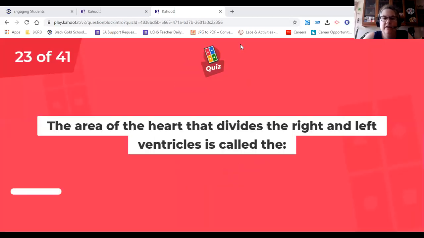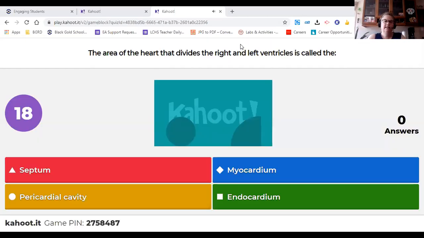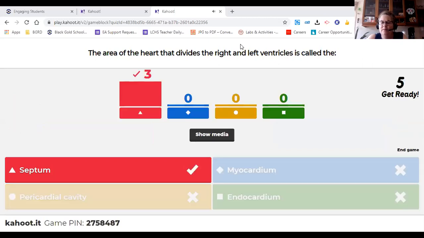Bigger lead. The area of the heart that divides the right and left ventricles is called the septum, the pericardial cavity, myocardium, endocardium. And the septum. Good. Glad you guys remember that.